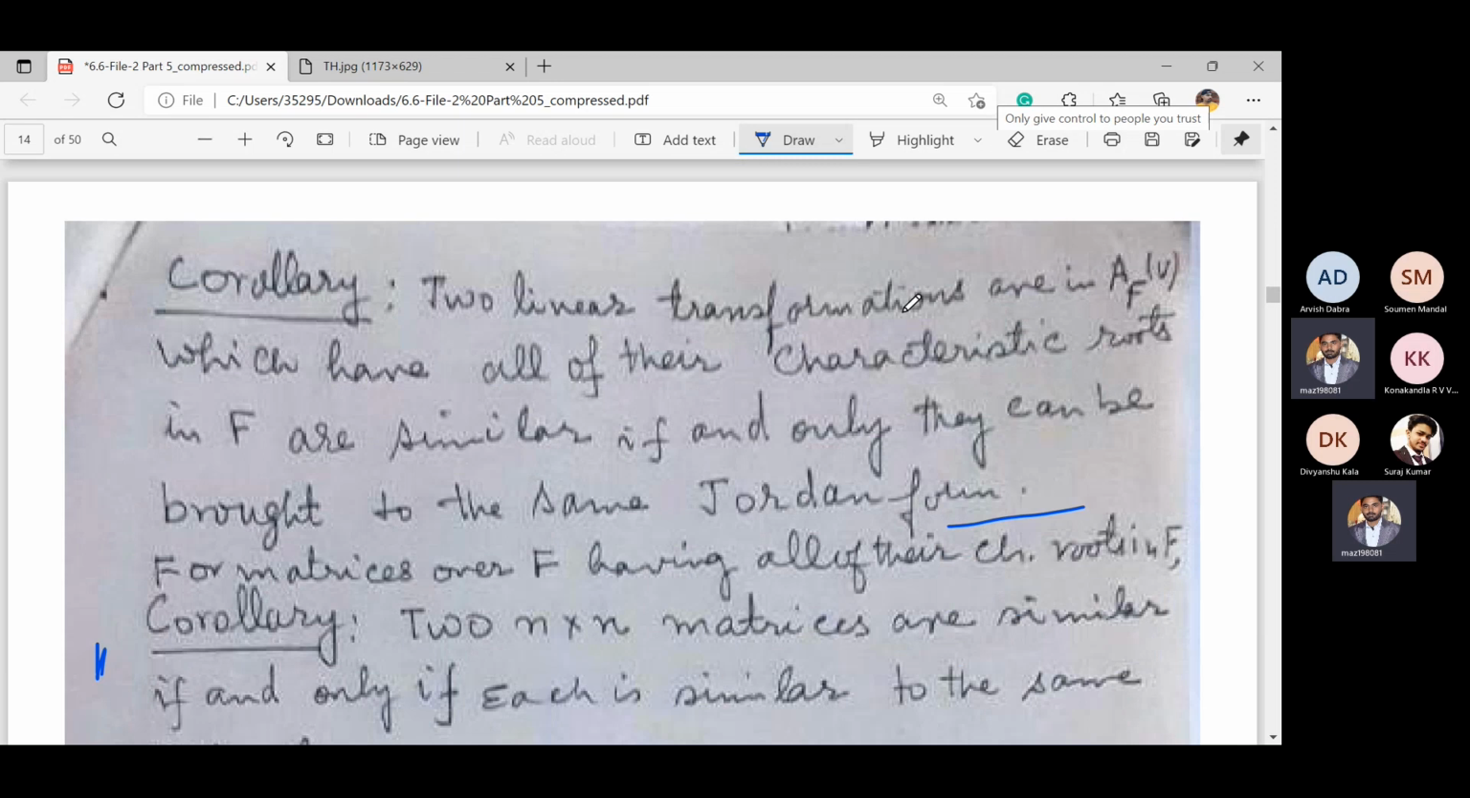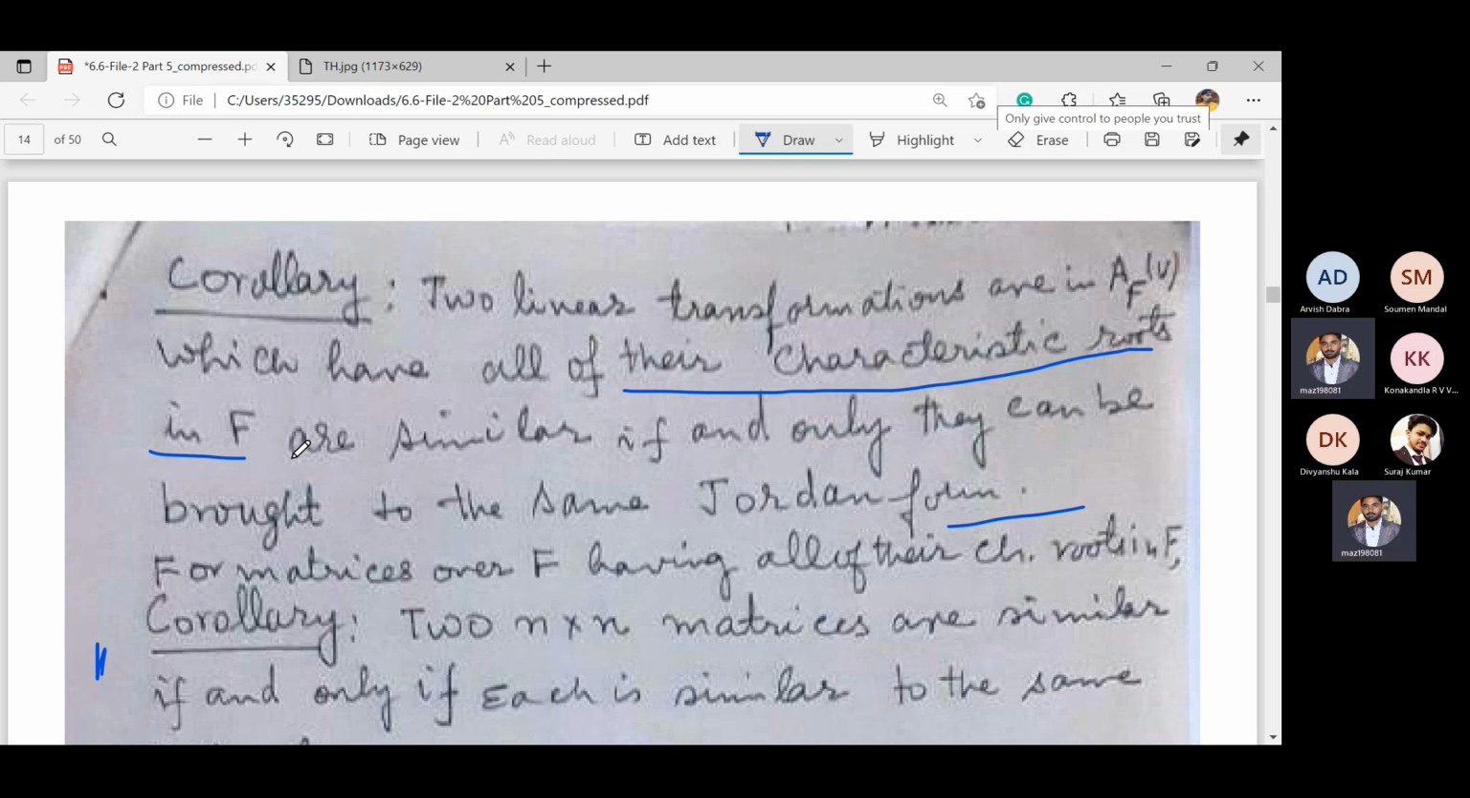Two linear transformations on V which have all their characteristic roots in F. This one is a necessary condition, because if the eigenvalues are not in F, then we cannot get a matrix over that field. So this is the necessary condition first of all. If you are talking about Jordan form, diagonalizability, anything in which eigenvalues are involved, then the eigenvalues or characteristic roots must be in the given field. Otherwise it does not satisfy that property.